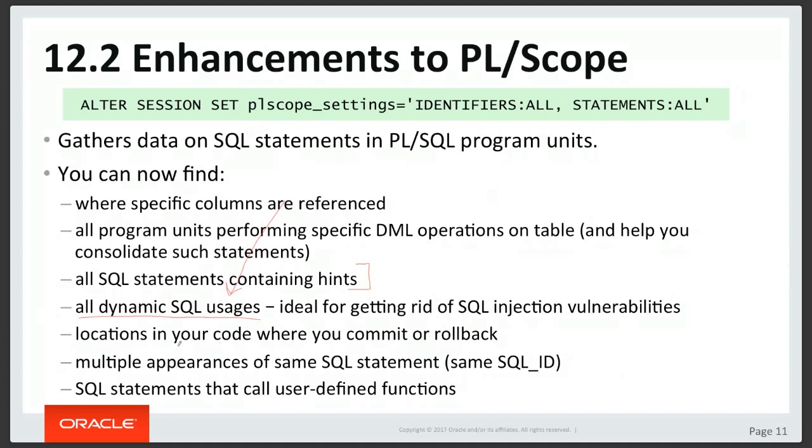Find the locations in your code where you commit or rollback. Find multiple appearances of the same SQL statement. This is definitely one of my favorites, and I'll show you an example of that in Live SQL, and we'll talk further about it. And here's another good one. Find all the SQL statements that call user-defined functions. Let's take a closer look at a lot of these.